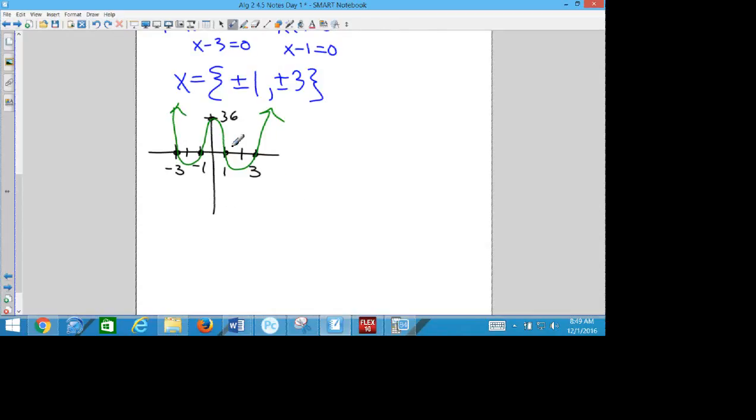Now, if you wanted to know if you did it right, you could graph it on a calculator. It does look something like this. We're not going to take the time right now. We're just going to move on. Does anyone have questions about that?